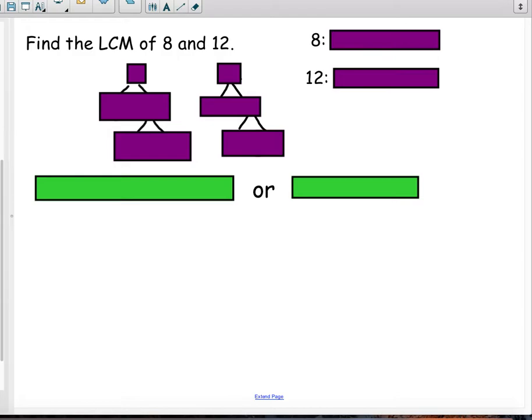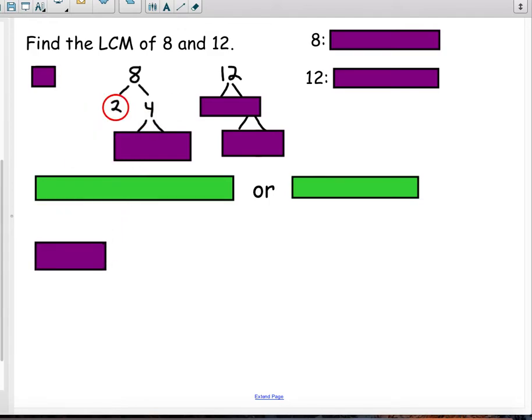Alright, here we go. Let's see how you did. Let's use prime factorization first. Okay, so we have 8 and we have 12. Well, the first layer in 8 is going to be 2 times 4, and then 4 will be broken down into 2 times 2. We have the prime factorization of 8.